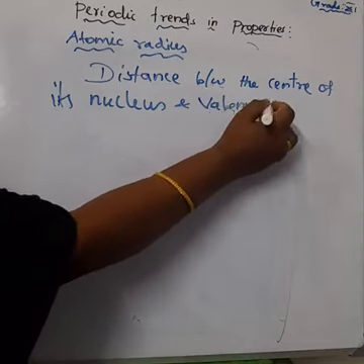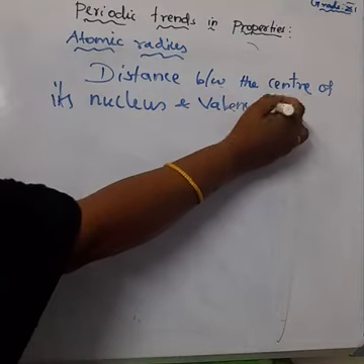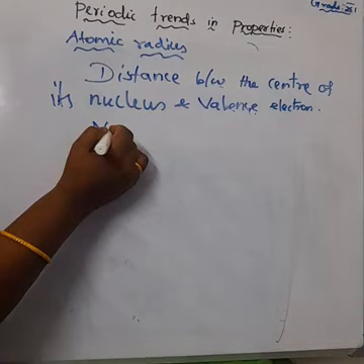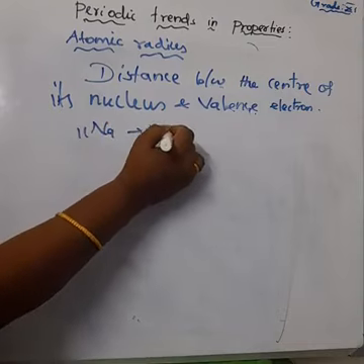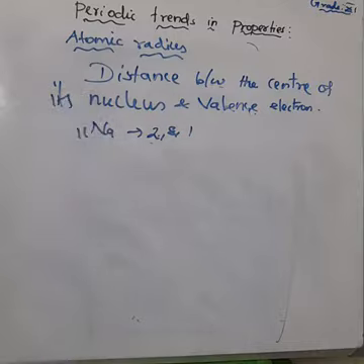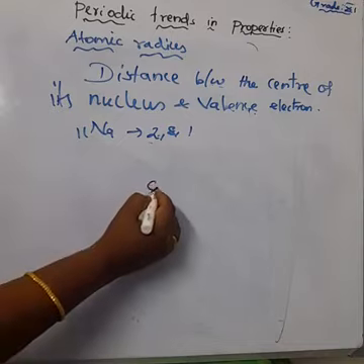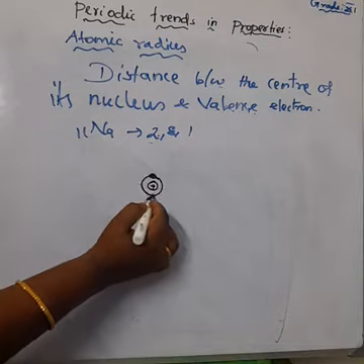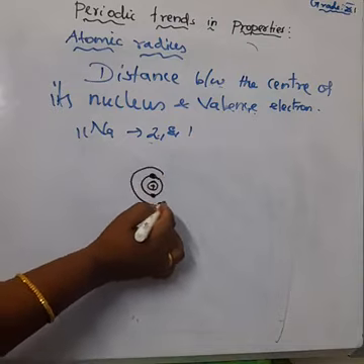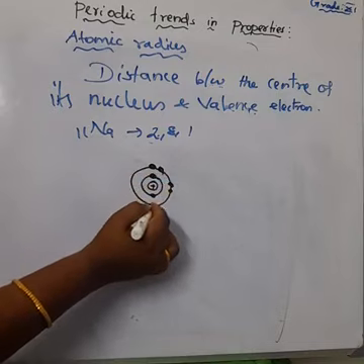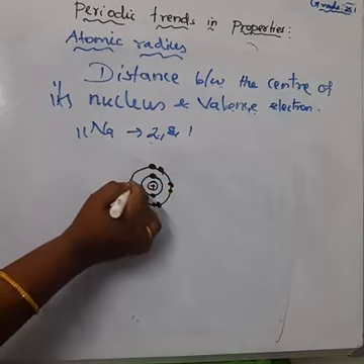For example, I am taking the sodium atom, atomic number 11, electronic configuration 2,8,1. You know, the nucleus is present at the center of the atom. Electrons revolve around the nucleus in circular paths called orbits. In the first orbit, how many electrons? 2 electrons. Second orbit, how many electrons? 8 electrons. Third orbit, only 1 electron.